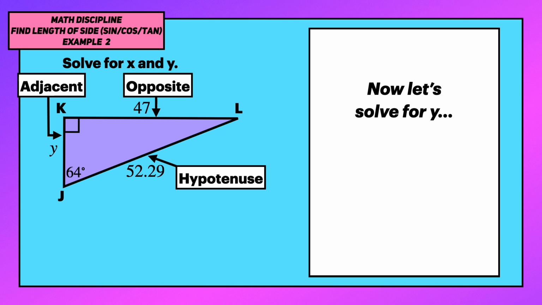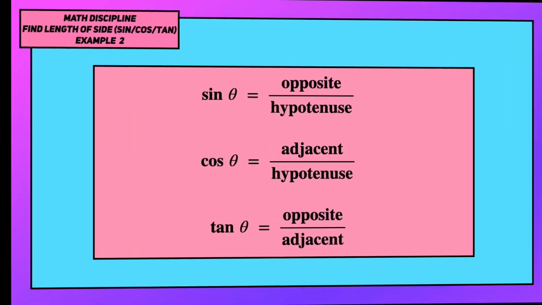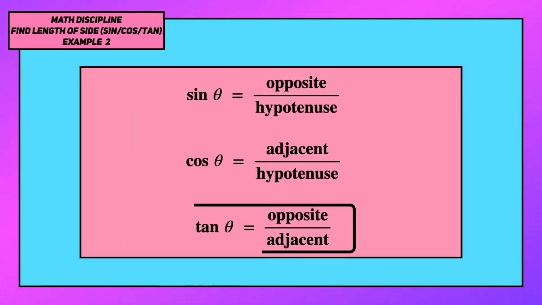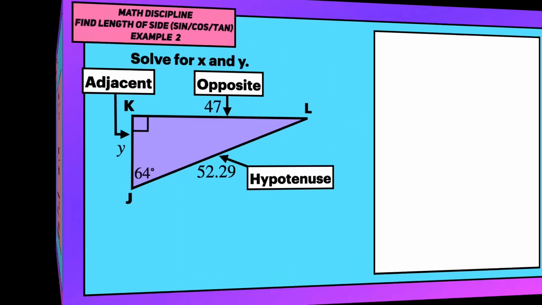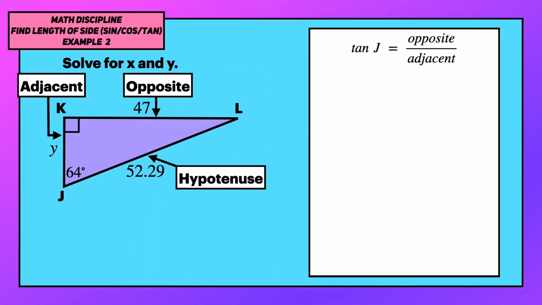Since the side that was given to us was the opposite side, we will compare the adjacent side with the opposite side. We can see that tangent is the ratio that compares the opposite side to the adjacent side, so that is the ratio that we will use to solve for y. So tangent of J equals the opposite side divided by the adjacent side.